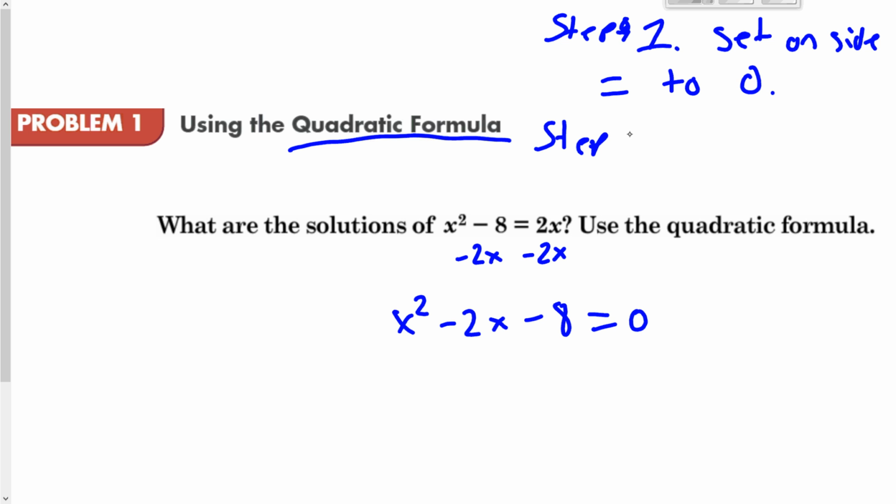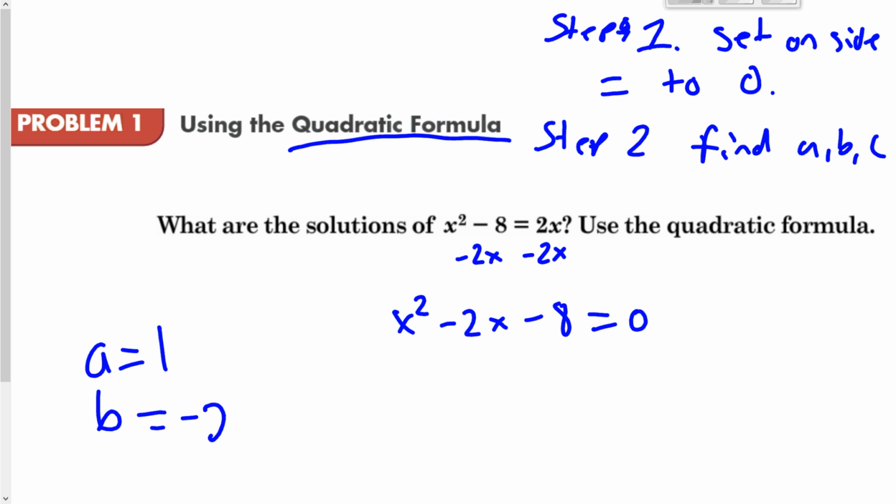That's step 2. Find a, b, and c. So here my a is how many x squareds I have, which is 1. B is how many plain x's I have. That is negative 2. Remember, the negatives are very important, so if you leave off the negative, your answer is going to be totally off. And then your c, which is your constant, the number without the variable. Again, the negative's important, negative 8. Okay, and then step 3.